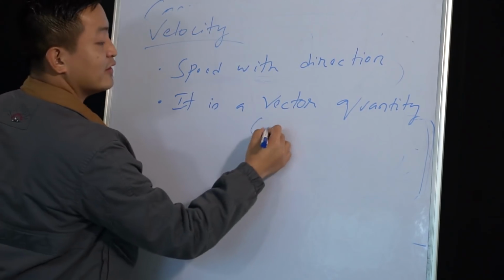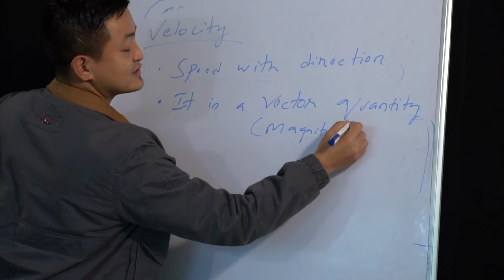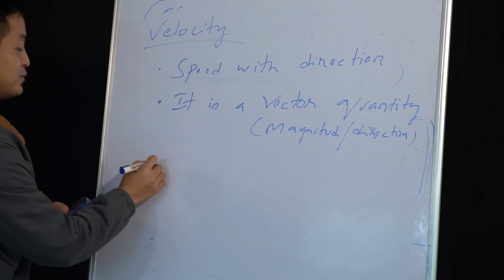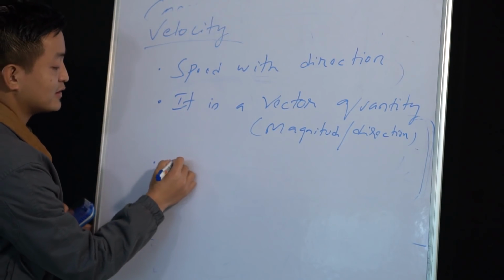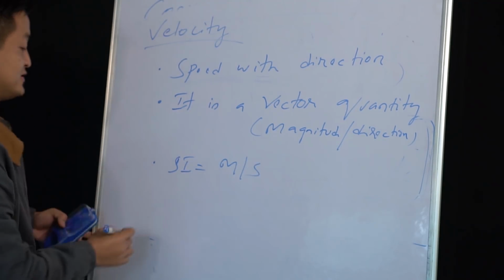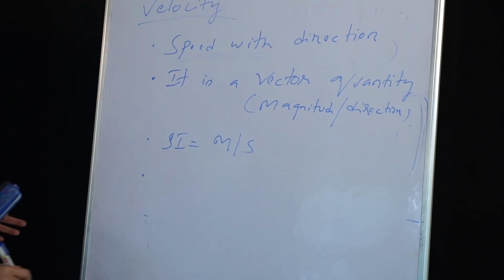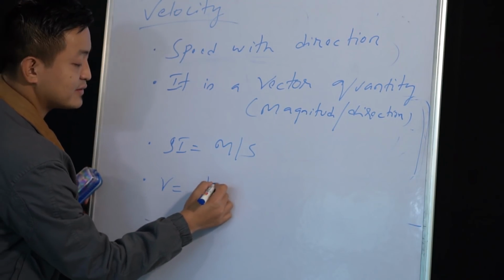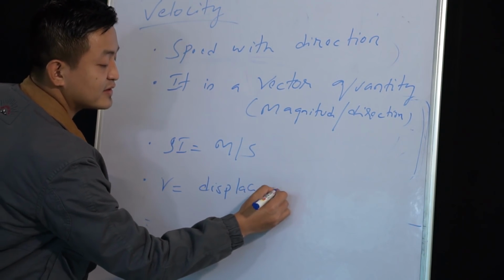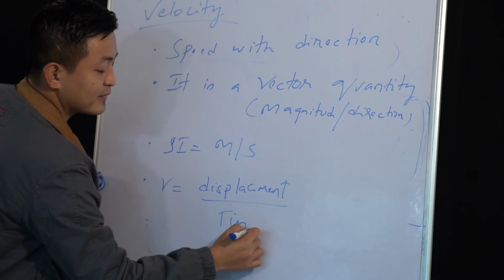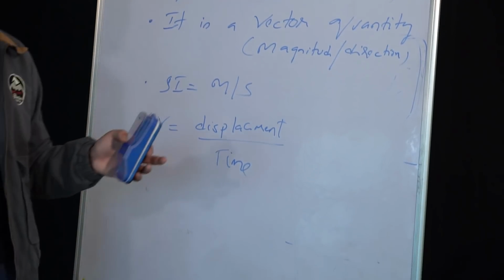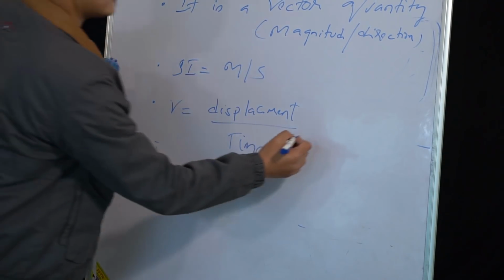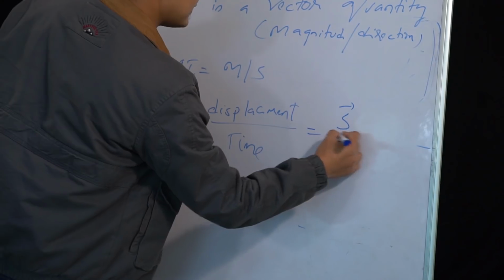Which means it is dependent on magnitude as well as direction. Now, the SI unit would be same like the speed, meter per second. And velocity, the mathematical formula for velocity would be displacement by time. Displacement, as we have mentioned yesterday, is the shortest distance between the initial to final destination. So this is S by T.